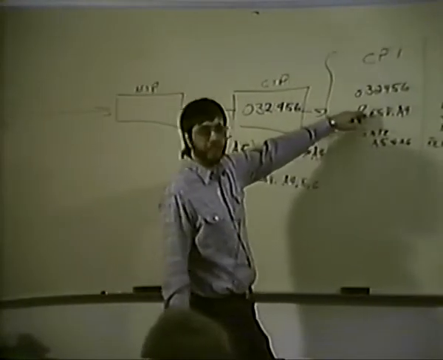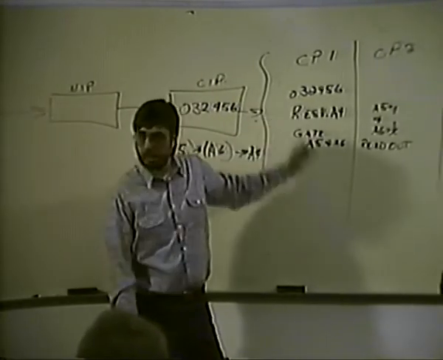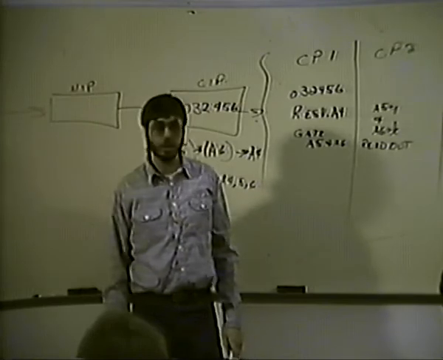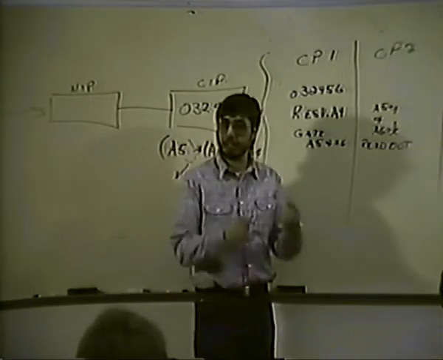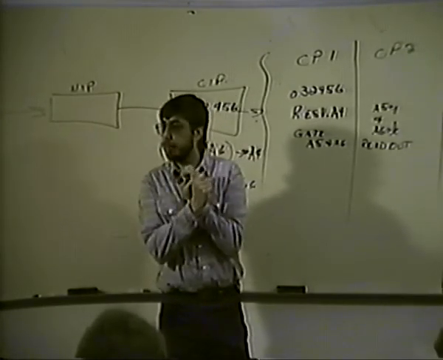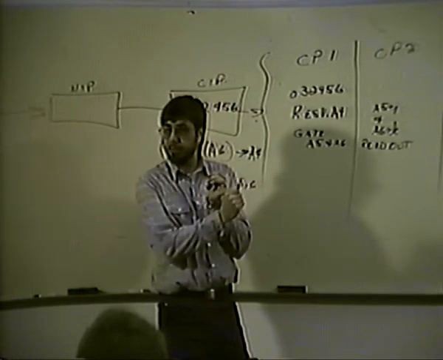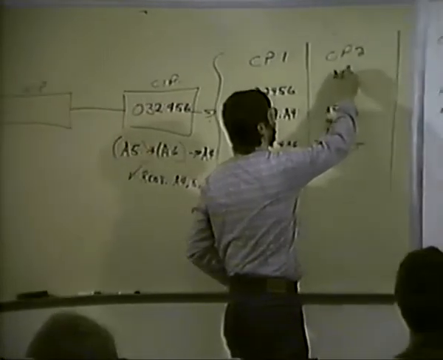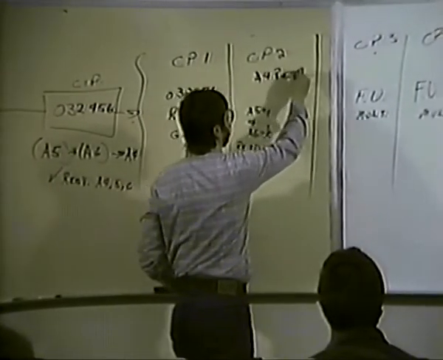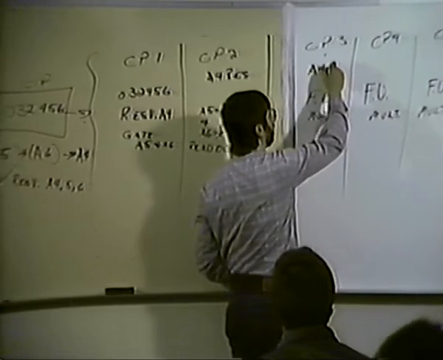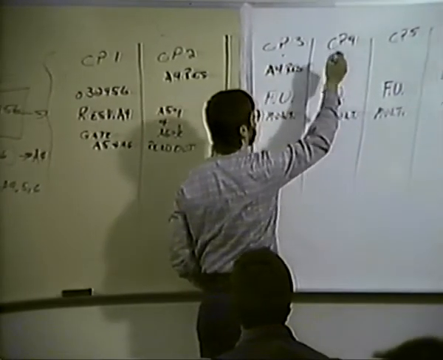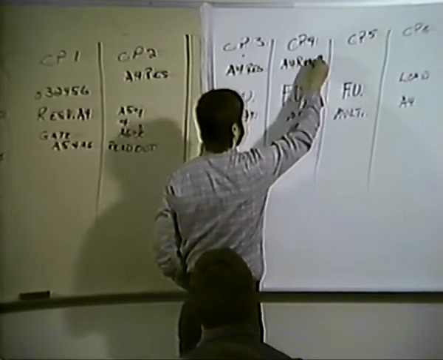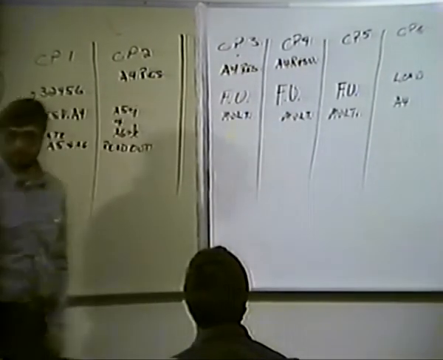Now, we reserved A4 here at clock period 1. How long are we going to have to hold it? How long did we hold it for the adder? We held it until we were 2 clock periods away from using it, loading it, right? So we're going to hold it here. Here. And here. Right? Is that right? We're going to drop it there.